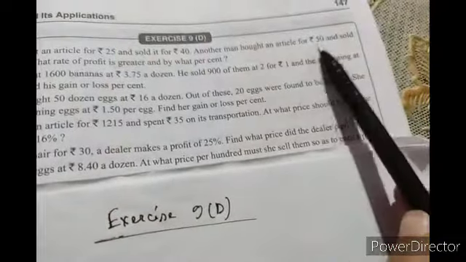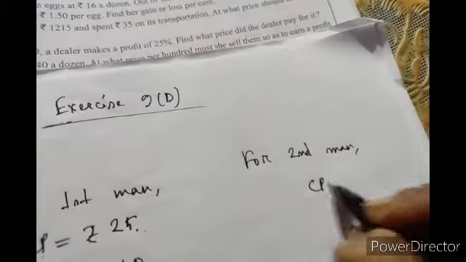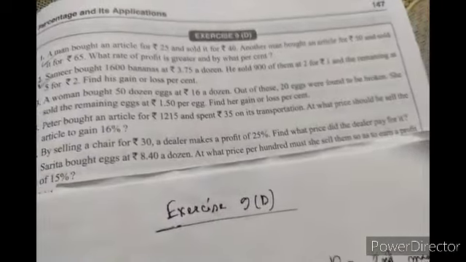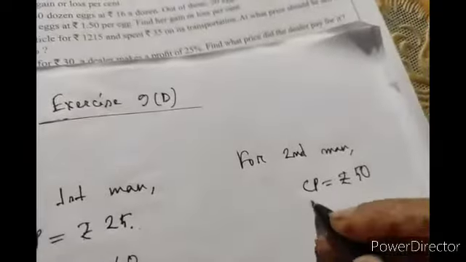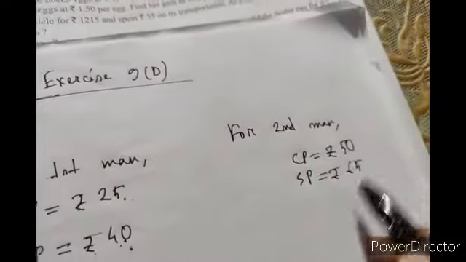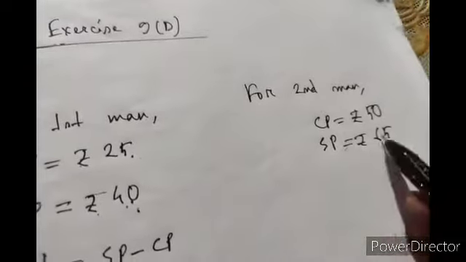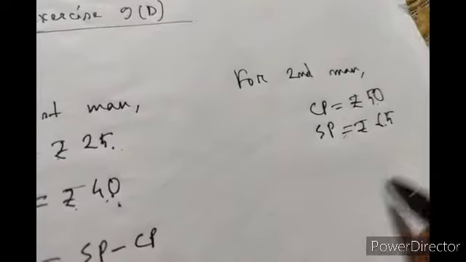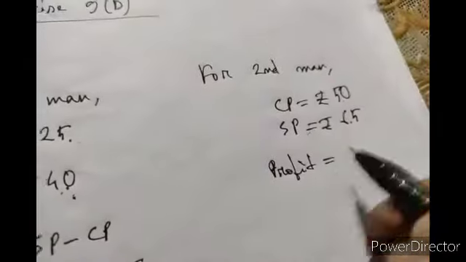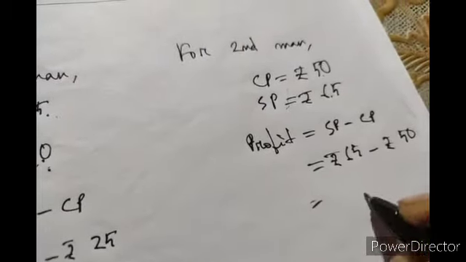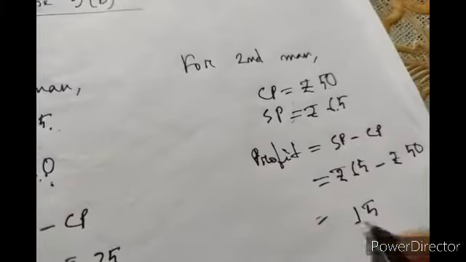Now for the second man. What information is given to us? Bought an article for rupees 50. That means here cost price is rupees 50, and sold it for rupees 65. Sold it, that means selling price. This is given directly in the question. We are writing simply from the question. Now in this case also, selling price is more than cost price. That means here also profit. Profit will be equal to selling price minus cost price. See, 65 minus 50. 5 minus 0, 5. 6 minus 5, 1.